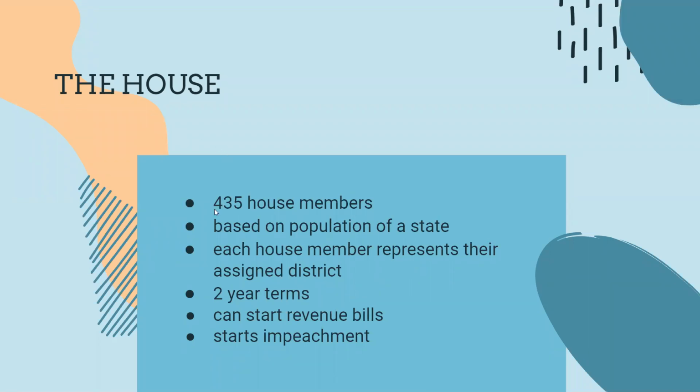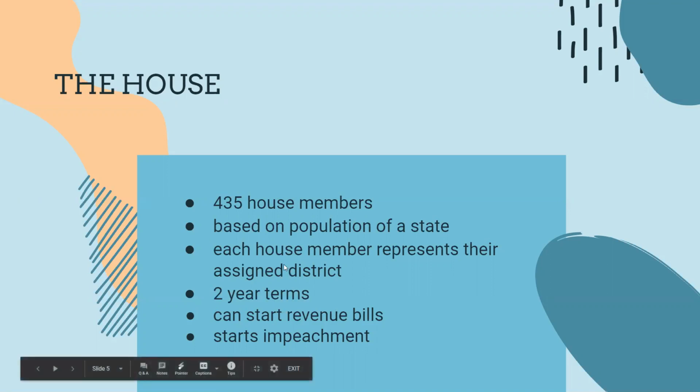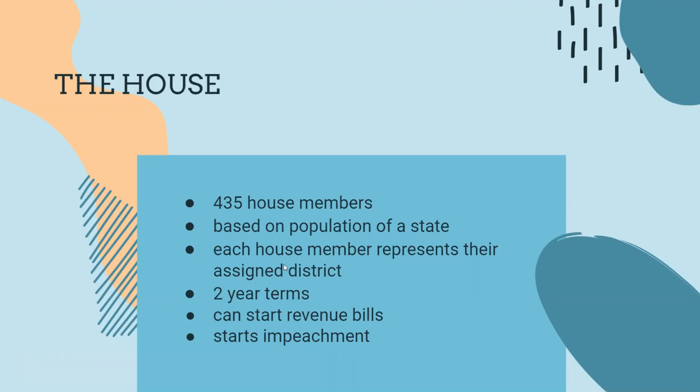So let's talk about the House. As I went over earlier, it has 435 members. The number of members for each state is based on the population. Each House member represents their assigned district. So let's take California's 53. Each of those 53 is assigned to a district in California and represents those people. They have 2-year terms, so every 2 years the House members are reelected.